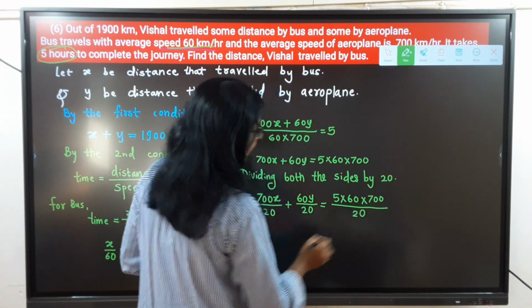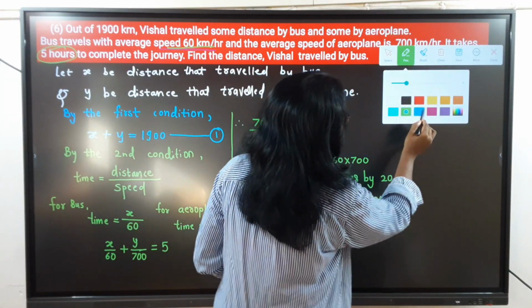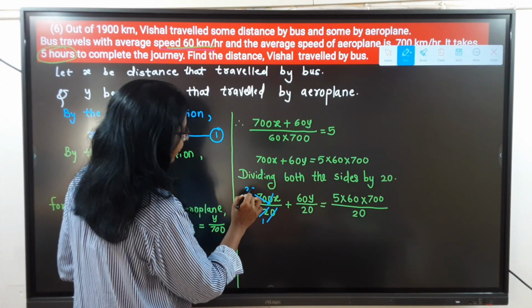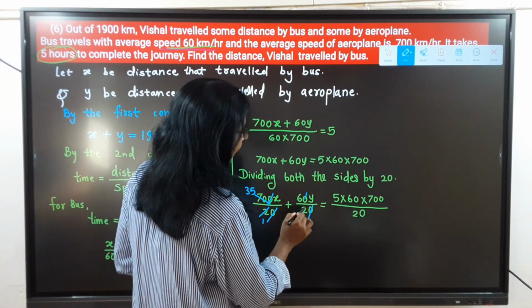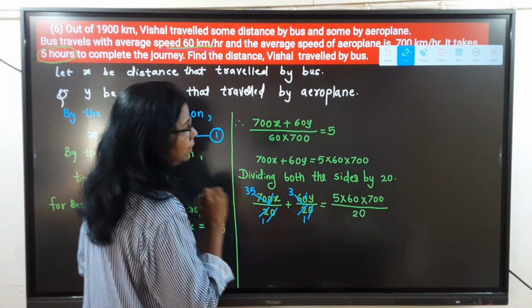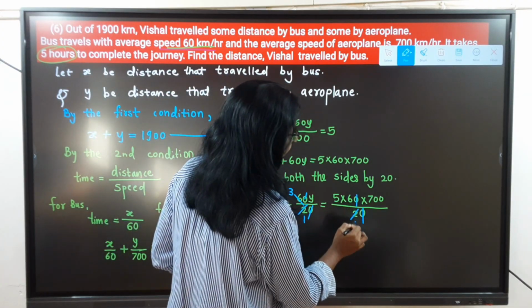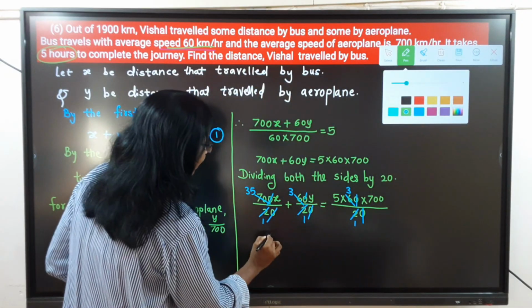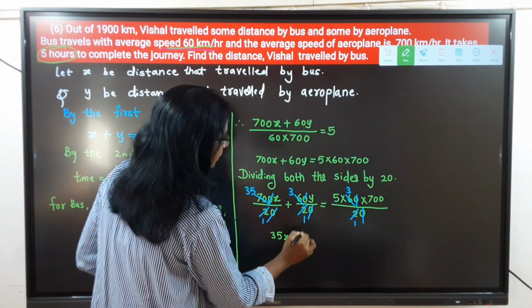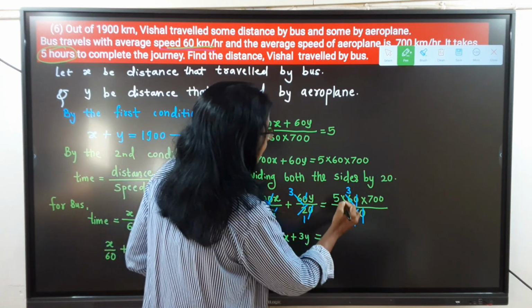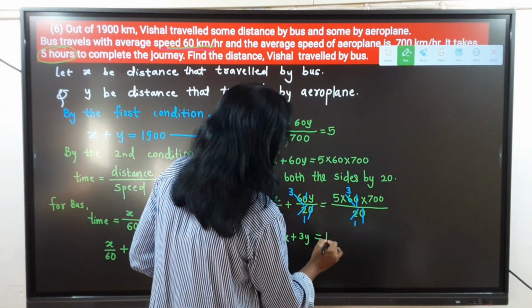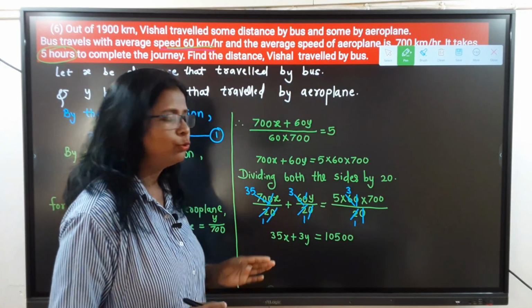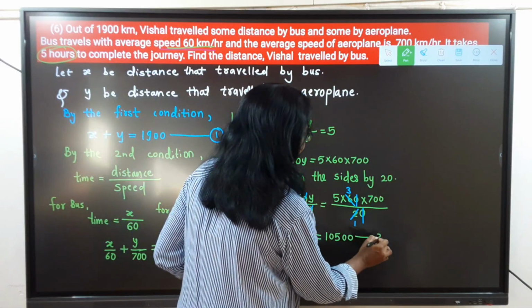Then the cancellation part: 0 gets cancelled, 2 ones are 2, and 2 threes are 6. Then again 0 gets cancelled, 2 ones are 2, 2 threes are 6. So the remaining numbers are 35x plus 3y is equal to, here 5 threes are 15, 15 sevens are 105, and the 2 zeros. So this is the final equation. We can call it the second equation.